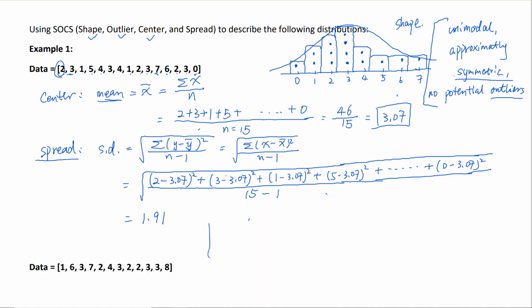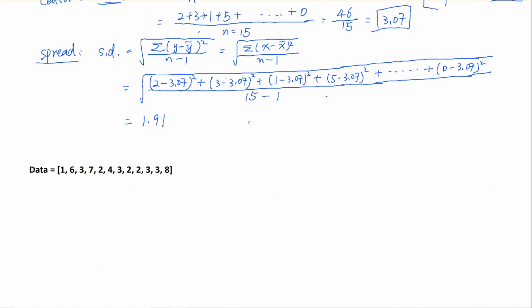All right, okay, then we need a conclusion or a sentence to describe the whole SOCS about this distribution, right? So we say, therefore, the distribution. This sentence is very important, right? So we cannot just list it like this. We need a whole sentence about your conclusion, right?